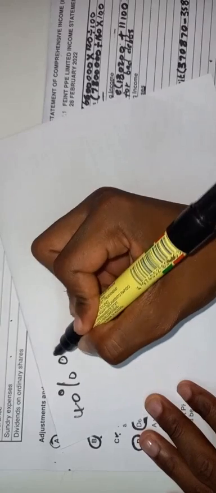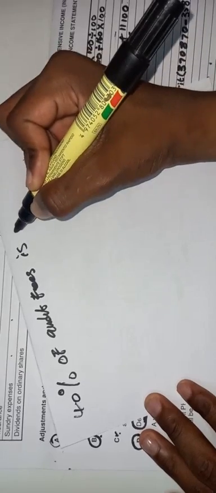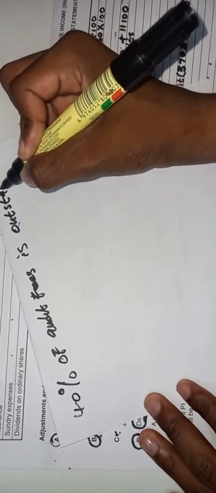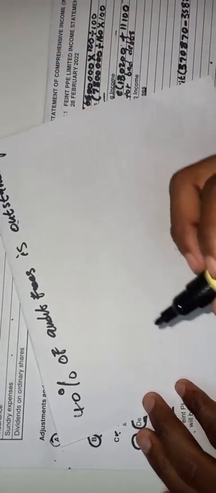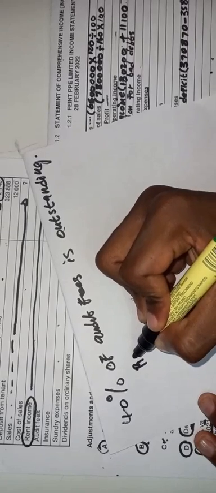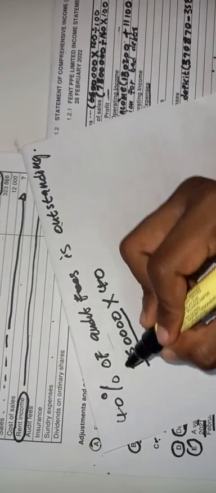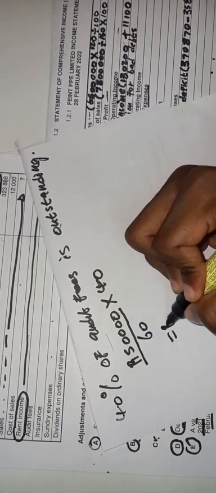40% of audit fees is outstanding. If it comes like this, it's very simple. Take the audit fees in your trial balance. Let's say maybe it's 50,000. You multiply by the outstanding. How much is the outstanding? They are saying 40% of the audit fees is outstanding, so you multiply by the outstanding, which is 40. Then you divide by the one that you've paid. If outstanding is 40, how much is paid? 60. So you divide by 60. That's how you get audit fees.